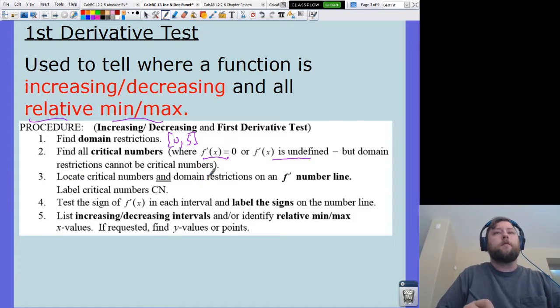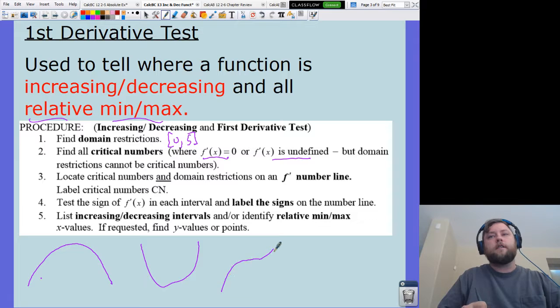Now we make a table. And then we're going to test intervals in between each one. And then we'll list increasing, decreasing values and identify the relative min and max. So just a reminder, these are what functions are going to look like. Either a function like this, this, or this.